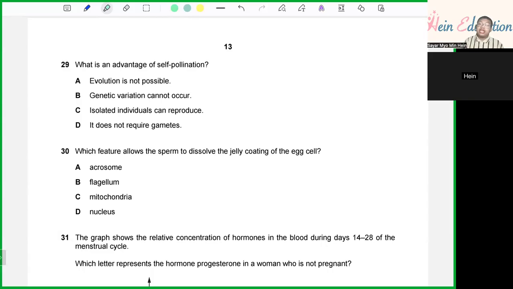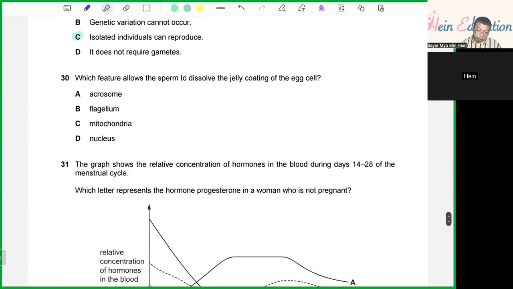Isolated individuals can reproduce? Yes, to put it in a simple way, if they cannot have a mate or cannot have cross-pollination, with self-pollination they can reproduce in an isolated location or as isolated individuals. And it does not require gametes? No, because pollination means transfer of pollen, so it means gametes are still required. So the correct answer is C.